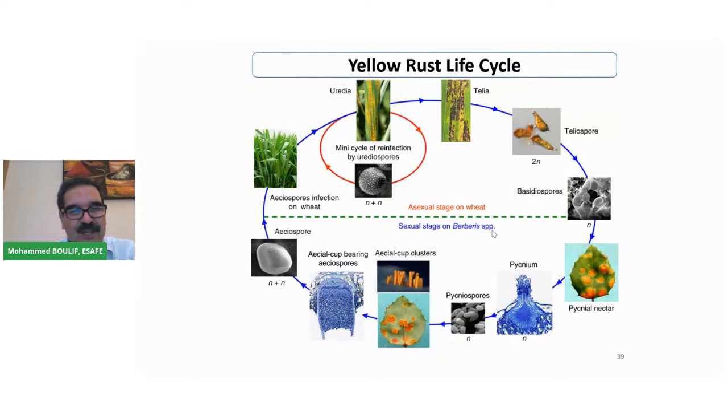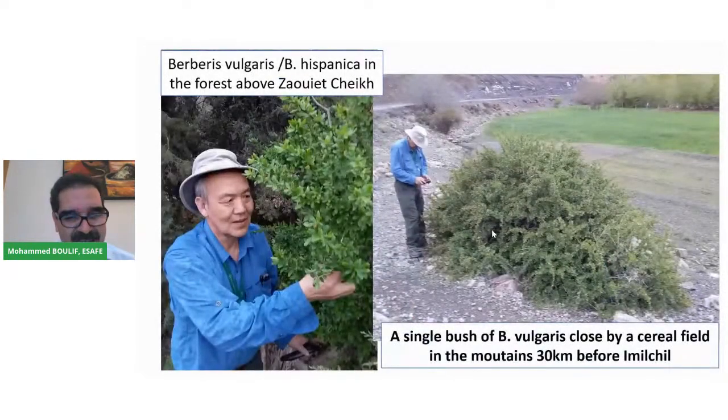But fortunately for me, in 2017, I was lucky, and one of the professors from the University of Minnesota, Eugene, came over here to Morocco and called me and said, Mohammed, why don't you join us? We'd like to take a survey for the Berberis vulgaris, or the Berberis hispanica, in Morocco. So we went with him. It's a plant that grows above 1,000 meters of altitude, and it's a bush in the forest.